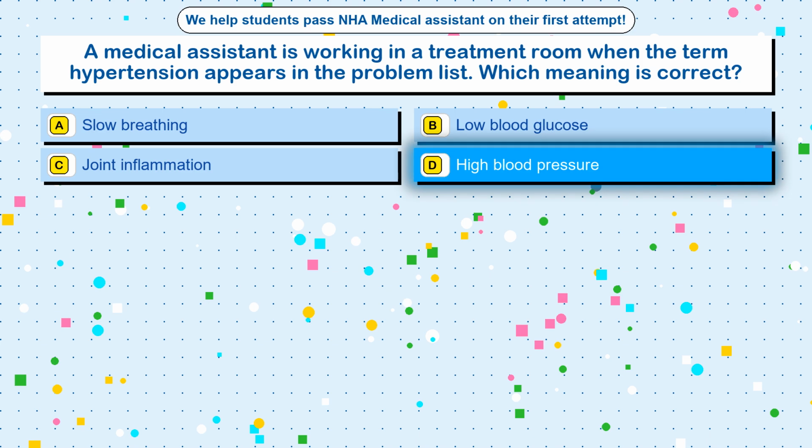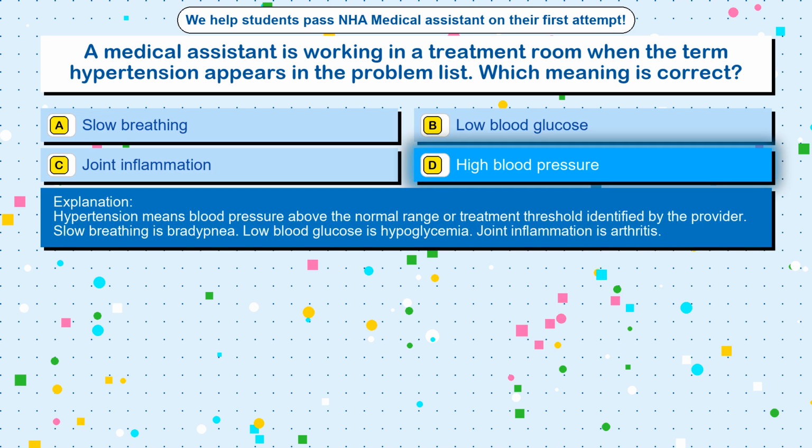High blood pressure. Hypertension means blood pressure above the normal range or treatment threshold identified by the provider. Slow breathing is bradypnea. Low blood glucose is hypoglycemia. Joint inflammation is arthritis.